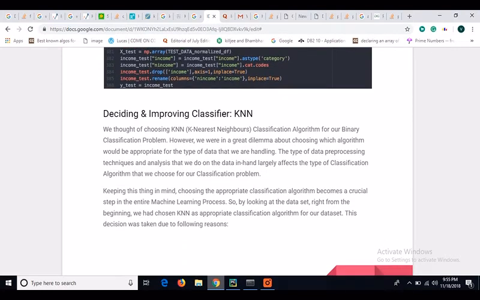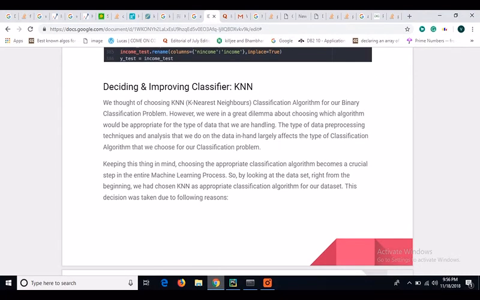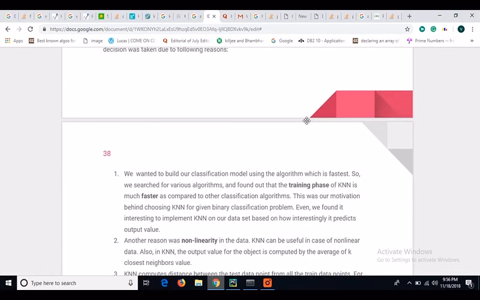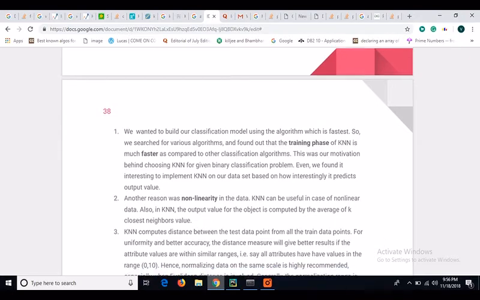Now let's look at why we chose KNN and how we can improve it. KNN was chosen because all the members of our group found the working of this algorithm interesting, and we thought of implementing it on our model. Our dataset is also a very large one, consisting of 48,000 instances, so we wanted to make the entire training process faster. KNN serves our purpose, since the training phase of KNN is much faster compared to other classification algorithms.